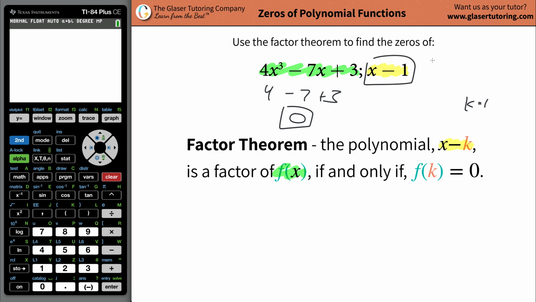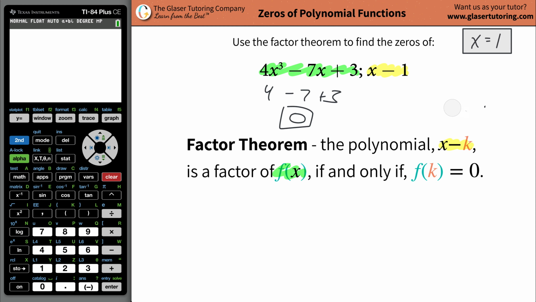All right, once I know that this is a factor, I can easily find the zero by just setting this equal to 0, right? x minus 1 equals 0. Solve that for x, add 1 on both sides, and you're going to realize that x is going to be equal to 1. So that is a factor, all right?